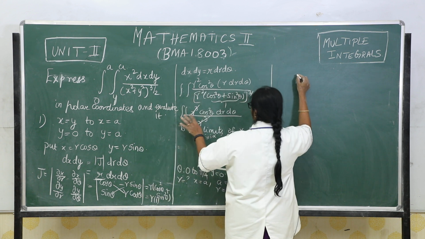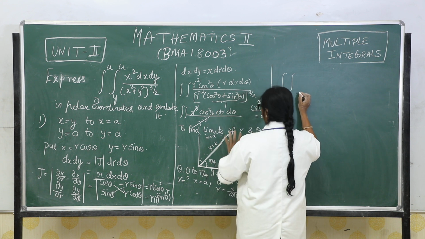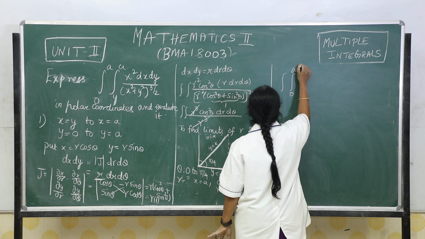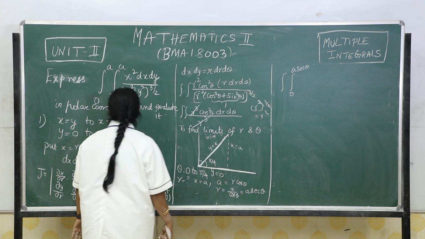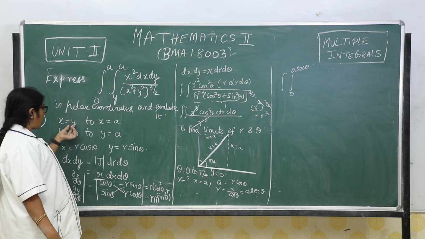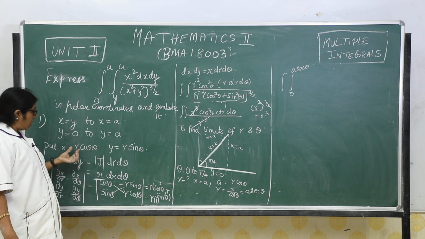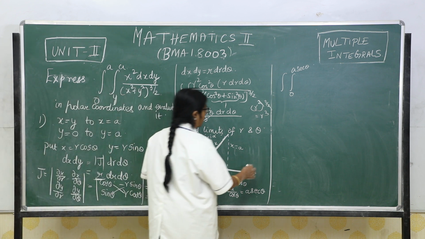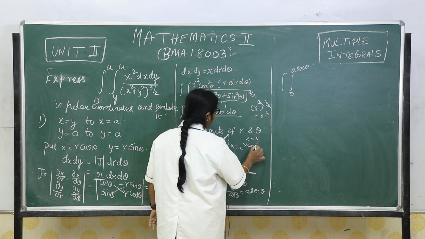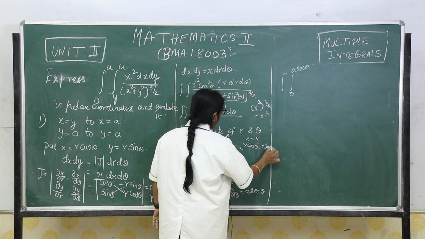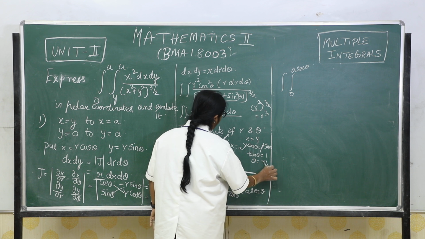Coming over here, I am going to substitute for the double integral. I am going to substitute for r first, 0 to a secant theta. When x is equal to y, r cos theta is equal to r sin theta. Therefore, you get tan theta is equal to 1. That is possible only when theta equals 45 degrees, and therefore pi by 4.